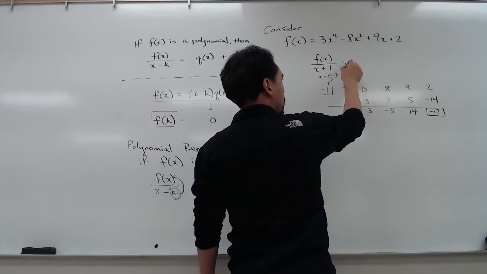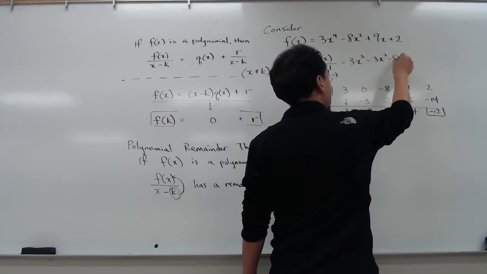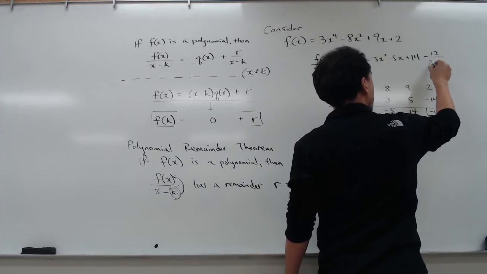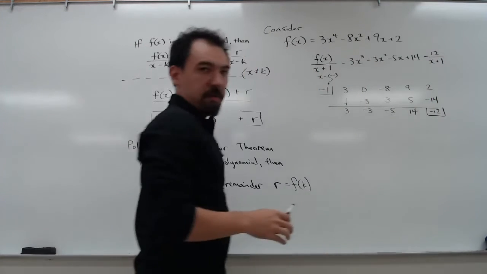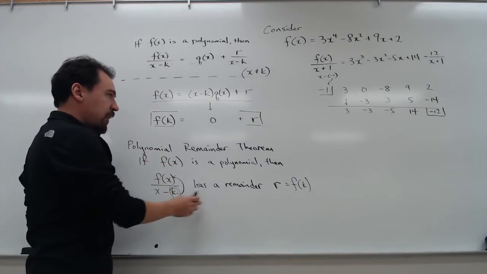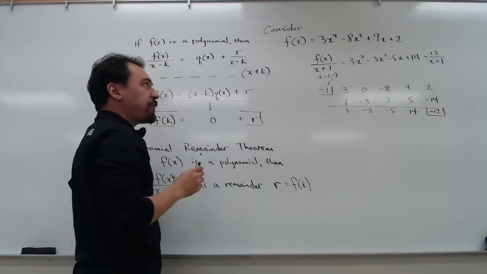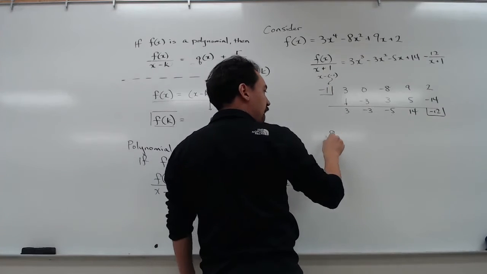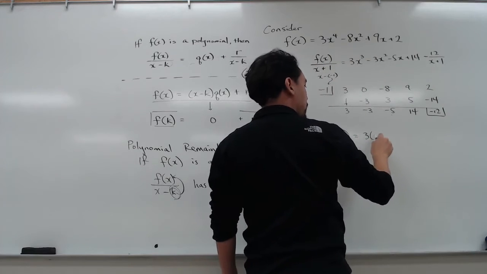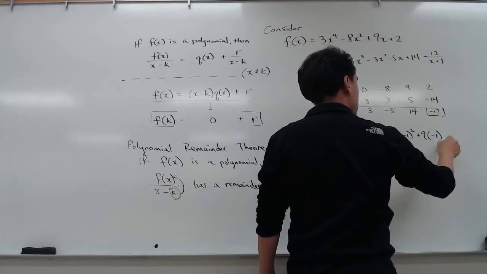So what that's supposed to do is, I get a quotient 3x cubed minus 3x squared minus 5x plus 14 with a negative 12 remainder, like that. So what we're trying to check is, by the polynomial remainder theorem, that I've gotten a remainder, and I'm going to see if that remainder matches f of negative 1. So let's try this. F of negative 1 equals, so I'm going to plug that in up here. So this is going to be 3 times negative 1 to the 4th minus 8 times negative 1 squared plus 9 times negative 1 plus 2.